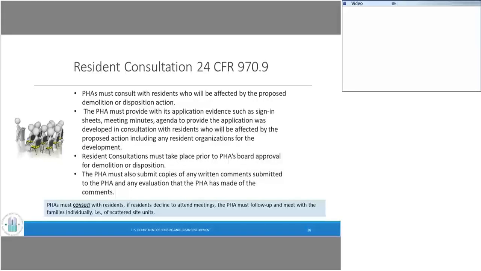Okay, so pen this. Again, PHAs must consult with residents. If residents decline to attend meetings, the PHA must follow up and meet with families individually. This is common among scattered sites properties. Next slide.